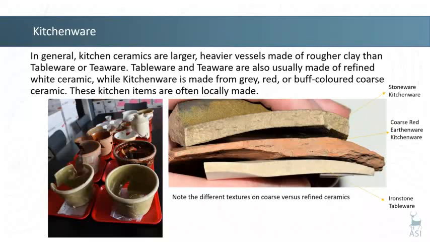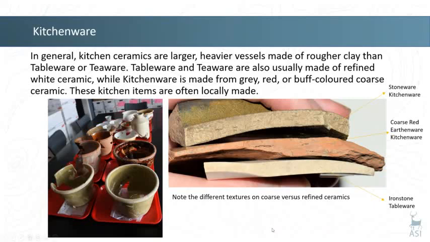Now, it's not just texture. Even easier to look for is color. The kitchenware is going to be made out of red earthenware, buff earthenware, which is the exact same vessel form, just a slightly different color of clay, and then stoneware, which is going to be gray. So if you pick out those pieces to start your analysis, you've already got one category taken care of. We'll be going into more detail about the kitchenware a little further into the presentation. So next, separating out the tablewares from the teawares.